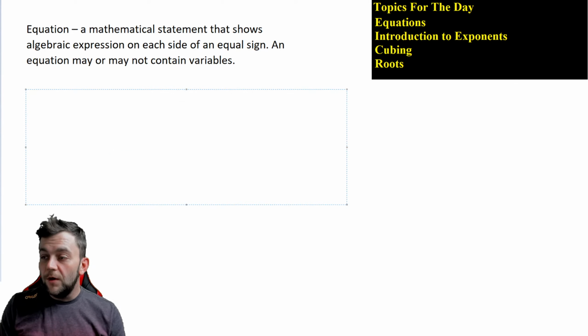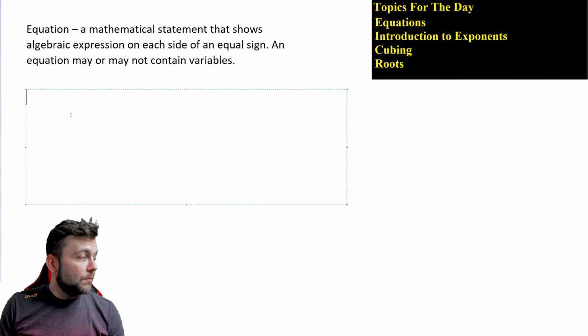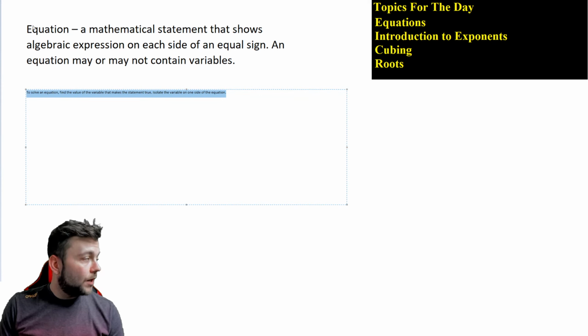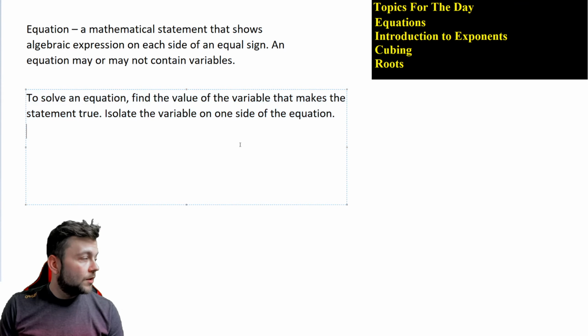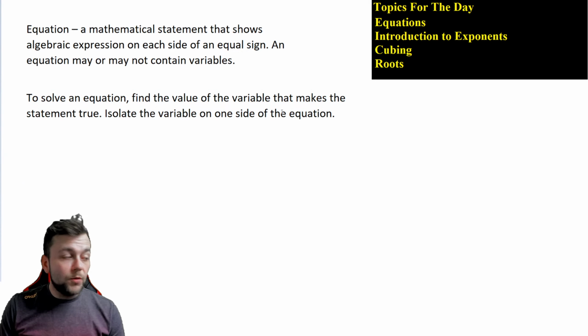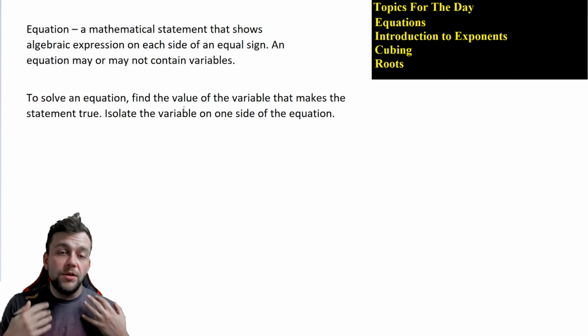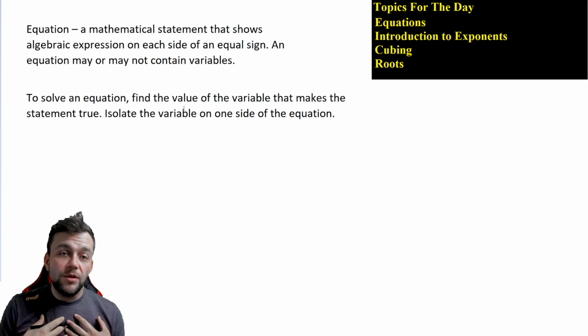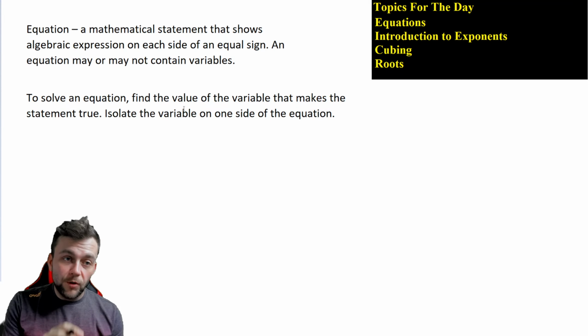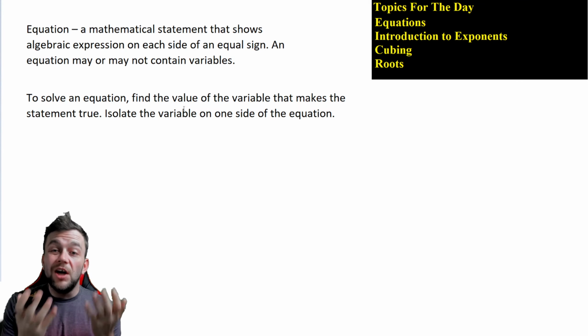So to solve an equation, what we must do is isolate the variable. To solve an equation, find the value of the variable that makes the statement true. Isolate the variable on one side of the equation. Okay? So that is the key to finding the solution. When I ask you to solve an equation, what I'm asking you to do is to keep the variable on one side and put a number on the other side.